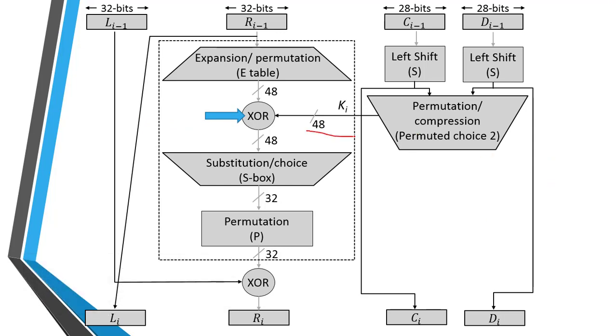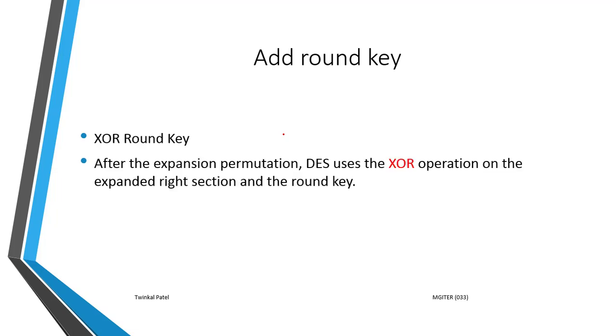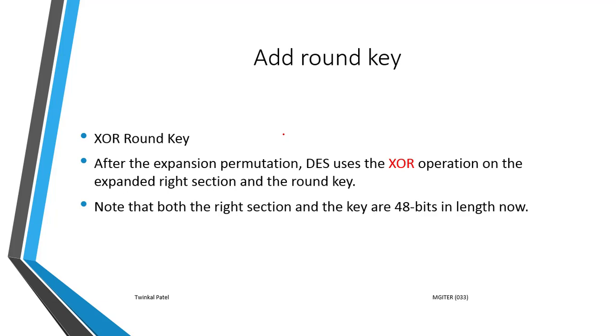So now we are adding the key to the output of the expansion function. So now the next operation is add round key. So in this operation, XOR operation is performed on the round key and the output of the expansion operation. So here both the right section and the key are of 48-bit length. So XOR operation is performed.